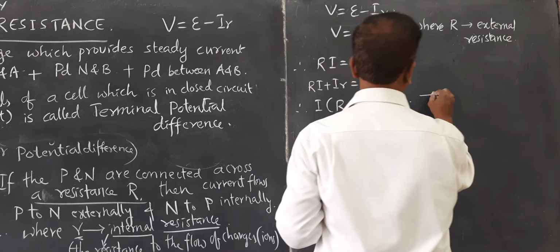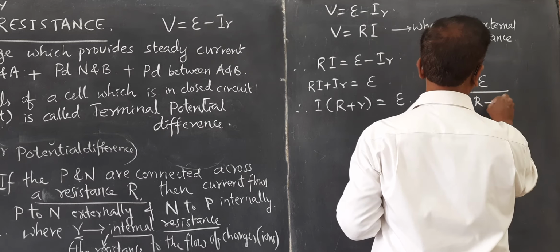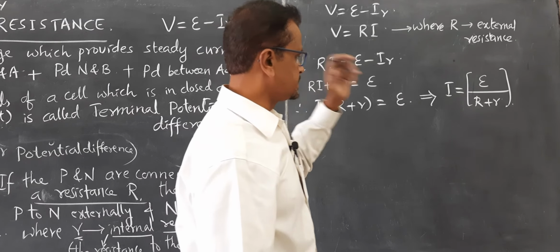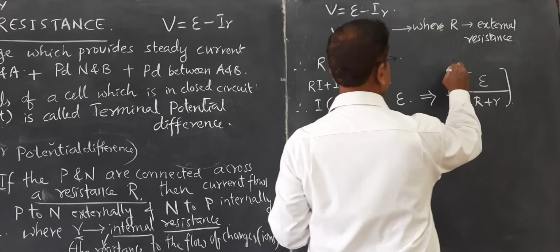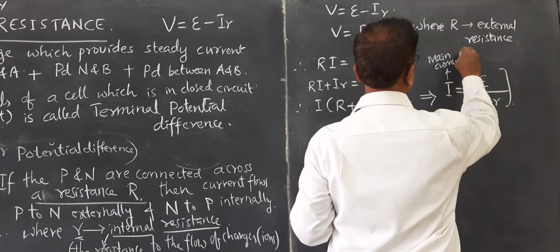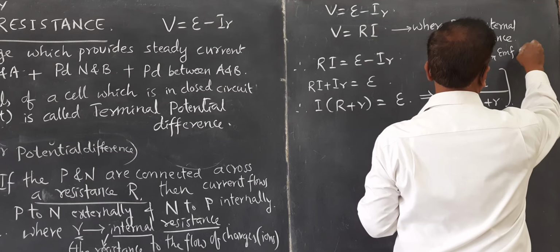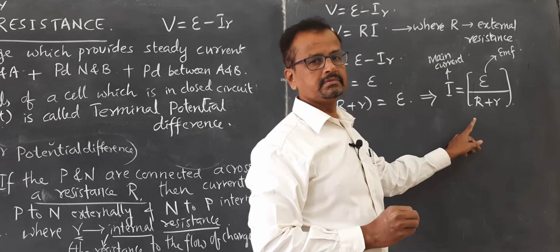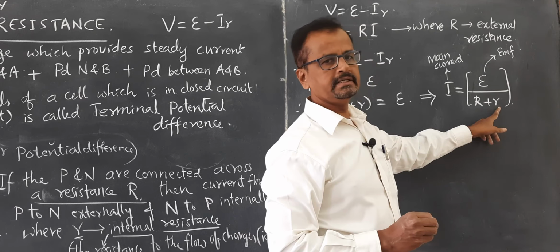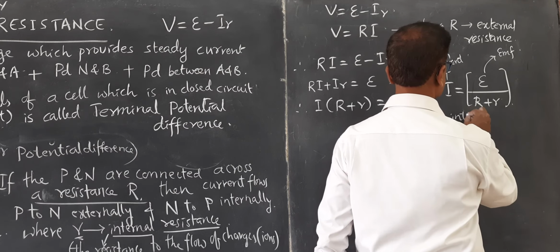This implies main current I is equal to E by (R plus r). Right? So this is the equation for main current, where E is the EMF and R is the total resistance, or the resistance that is connected across the circuit, and small r is the internal resistance.